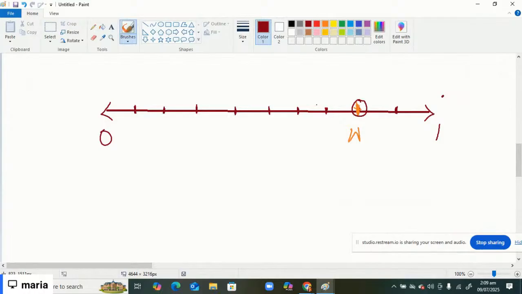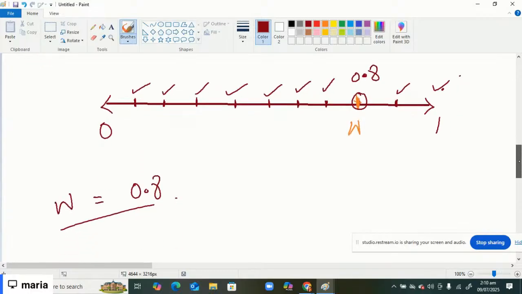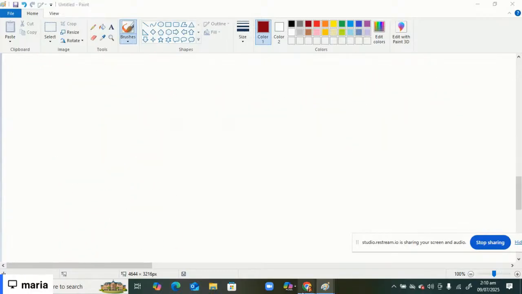So let's suppose here are some intervals. This is your 0.1, 0.2, 0.3, 0.4, 0.5, 0.6, 0.7, and now here the point lies at 0.8, and this point is 0.9, and that is 1. So here your point is 0.8, so we can say that our w is 0.8. But in most cases the intervals are not given, and this way you count and then write it down. Okay, so this is the proper way to find it.